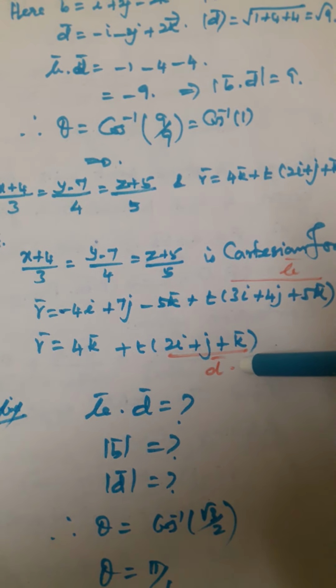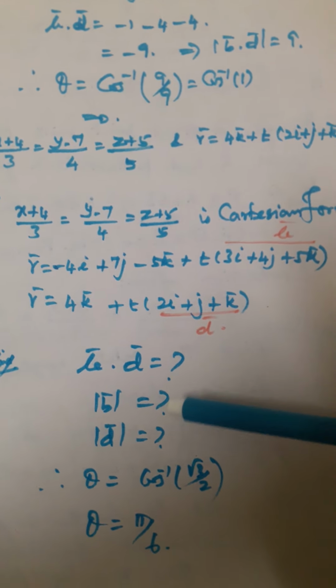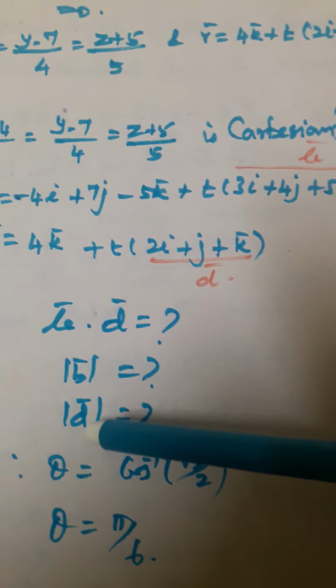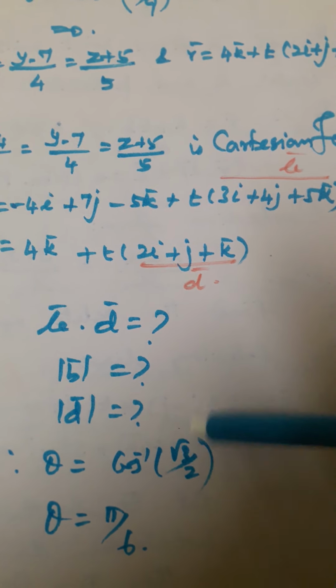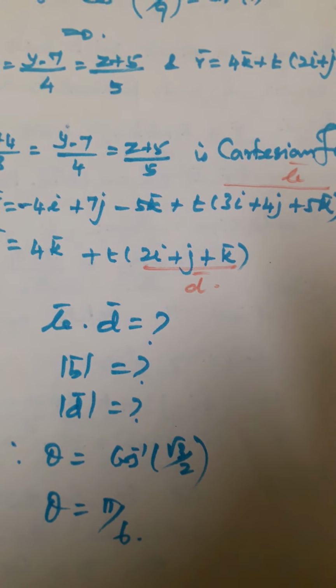Second one, you have the Cartesian form. Directly you can take B vector and D vector. So the dot product you find yourself. B vector modulus also you have to find. But I can give you the answer. Theta equal to cos inverse of root 3 by 2. And therefore your theta equal to pi by 6.